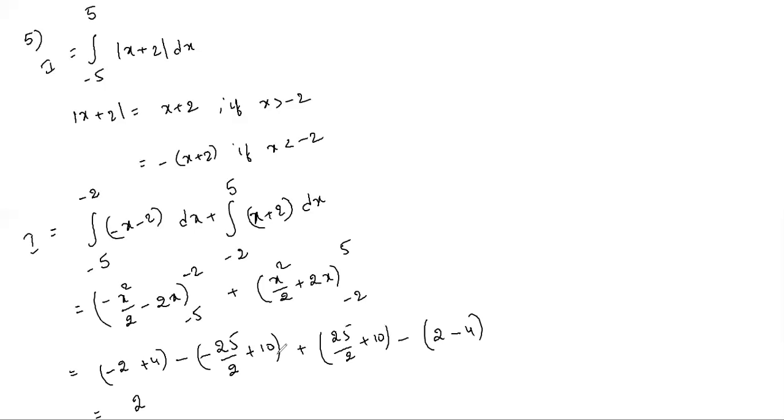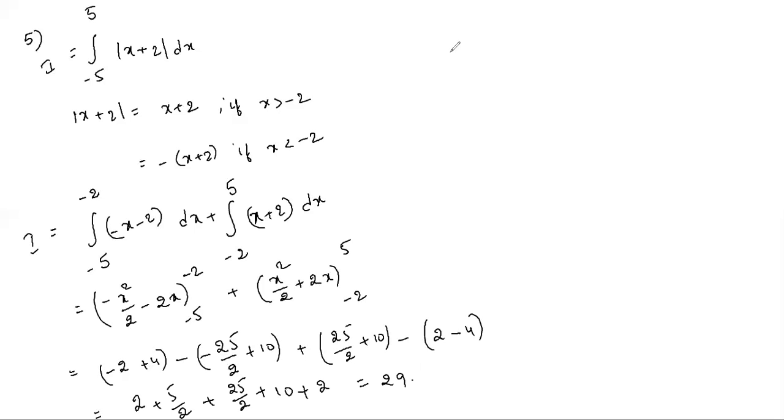So it equals minus 2 plus 4, which is 2. Plus 25 by 2 plus 10 plus 25 by 2 plus 10 minus 2 plus 4. So it equals 2 plus 25 by 2 plus 5 by 2, that is 30 by 2, 15. 15 plus 25 is 29. So the answer is 29. So you have to break the integral at minus 2.